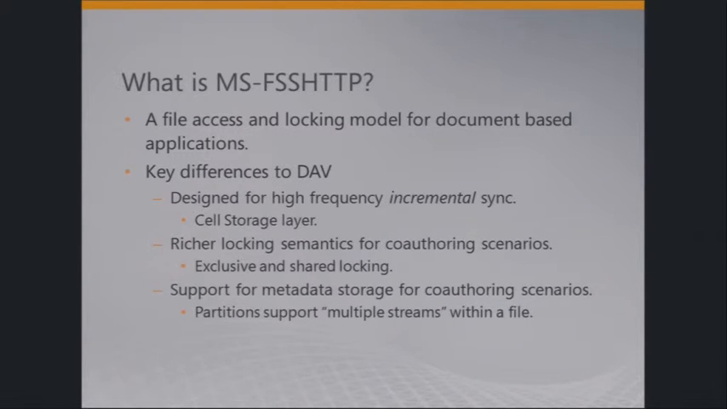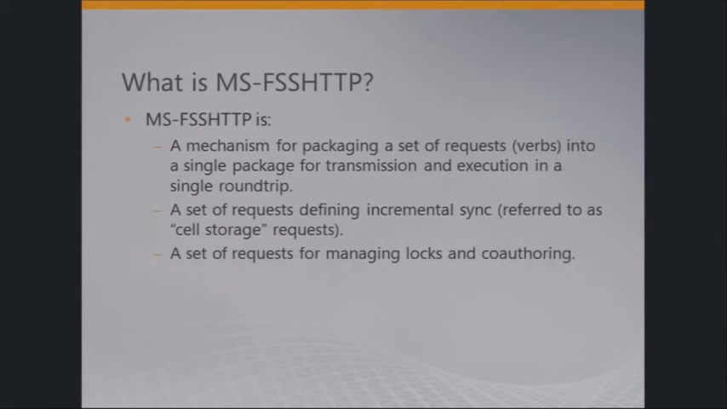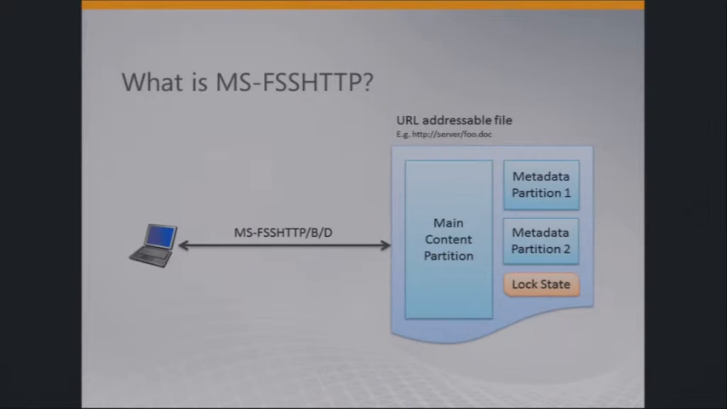And at the end of the day, it's file content that needs to be replicated up to the server, and we need somewhere to put that. And the FSSHTTP protocol defines a file as having a file content and then these auxiliary, what we call partitions, that are other areas of the file, which I have a good diagram of, I'll go to this in a second, other parts of the file that can hold that data.